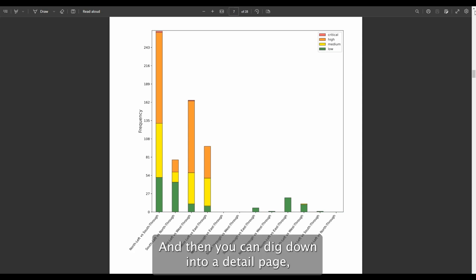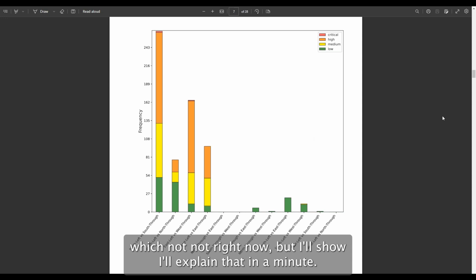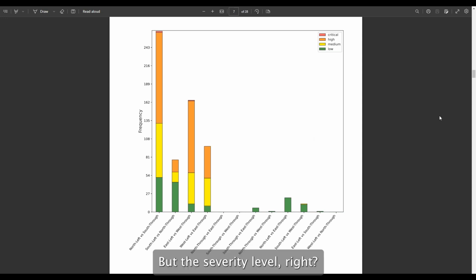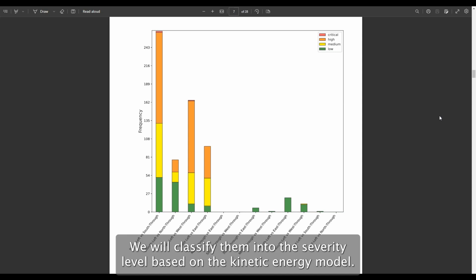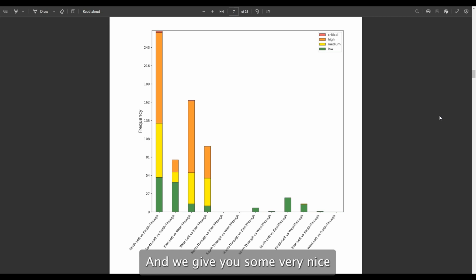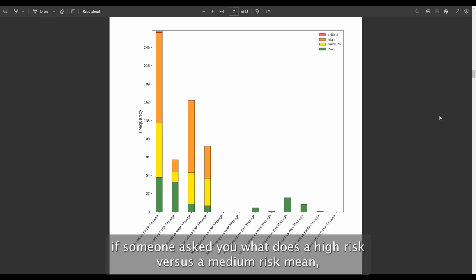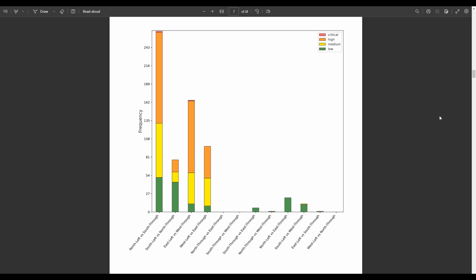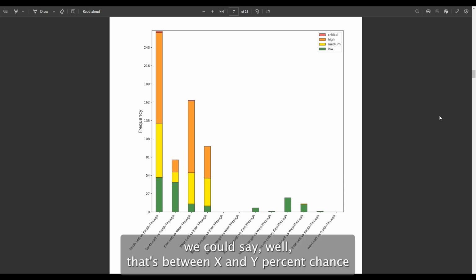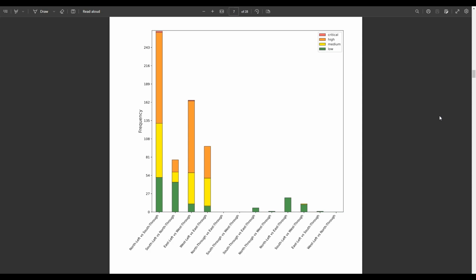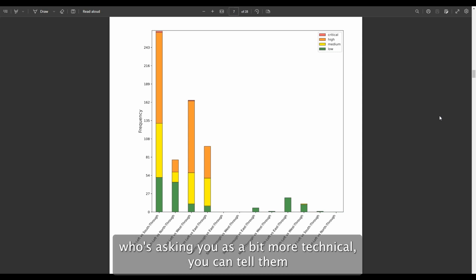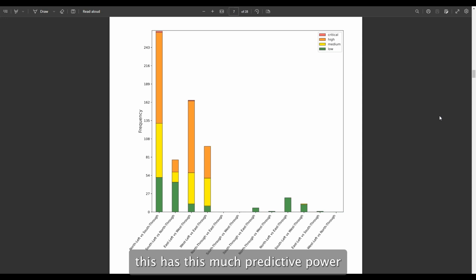And then you can dig down into a detail page, which not right now, but I'll explain that in a minute. But the severity level, we classify them based on the kinetic energy model. And if someone asks you what does a high risk versus a medium risk mean, we can say, well, that's between X and Y % chance of a MACE level 3 or higher injury. Or if the person who's asking you is a bit more technical, you can tell them this has this much predictive power that a future injury is going to happen.